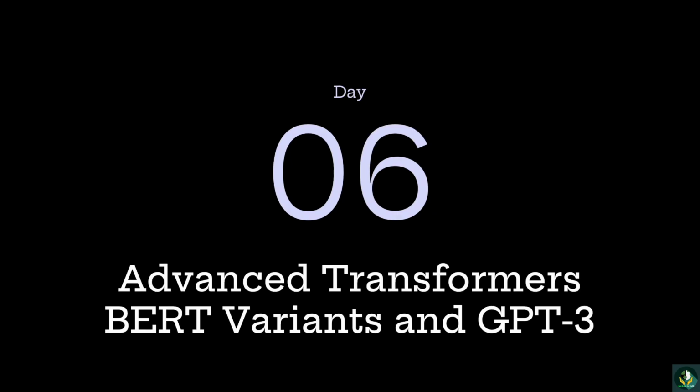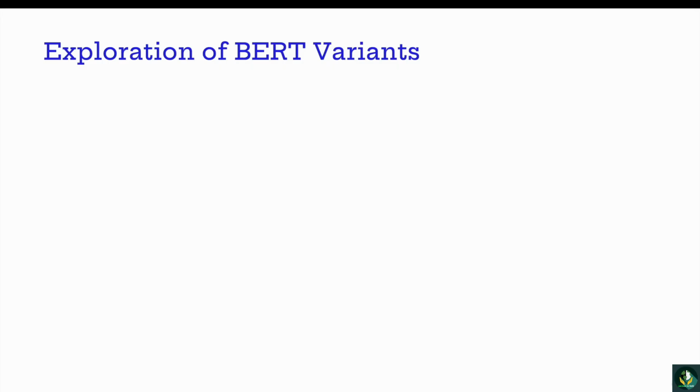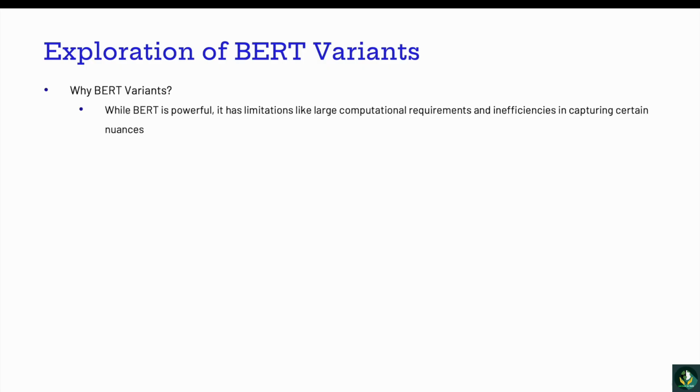Day 6, Advanced Transformers, BERT variants, and GPT-3. So let's look at the exploration of BERT variants first. Why BERT variants? While BERT is powerful, it has limitations like large computational requirements and inefficiencies in capturing certain nuances. BERT variants optimize the model for specific tasks, improve performance, or reduce computational overhead.